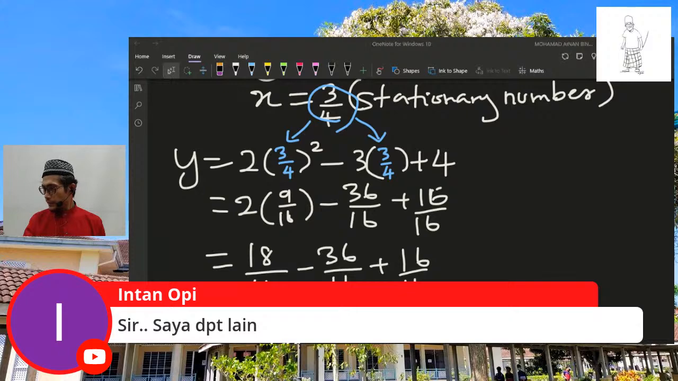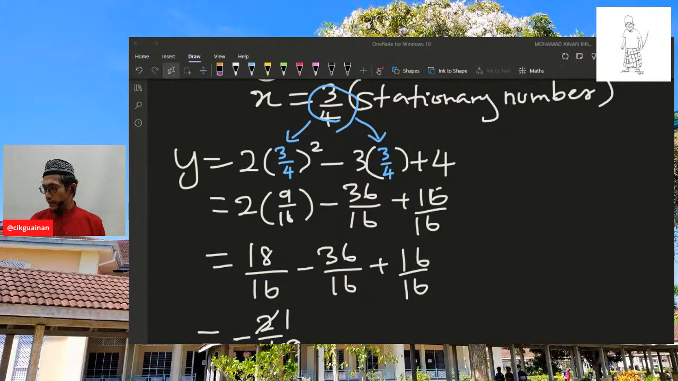Can anyone help me with this one? Intan here claims that she got a different answer. I think, oh, 23 over 8. This one minus what?